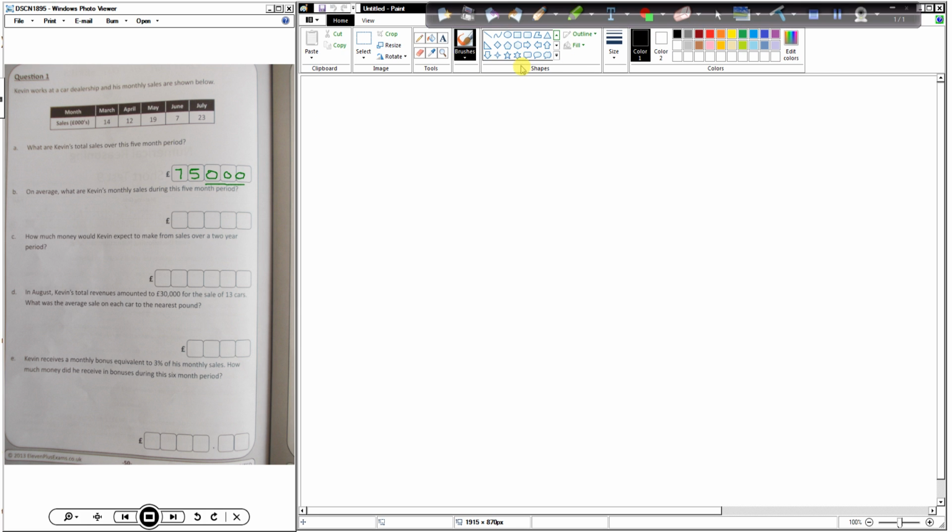Right, averages. To work out average, we add up all the values, so it's the total of all the values, and then we divide it by the number of values. We just worked out in the previous question that the total is 75,000. So we already know the total. We can copy that down from the previous question. We don't need to work it out again.